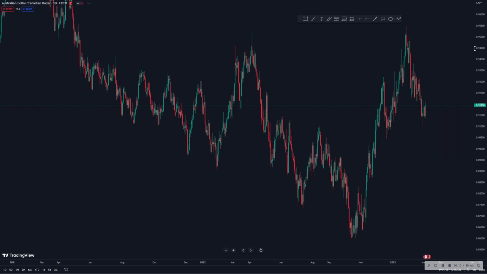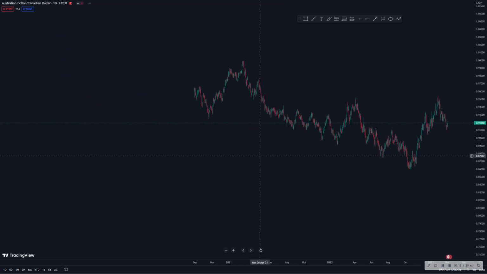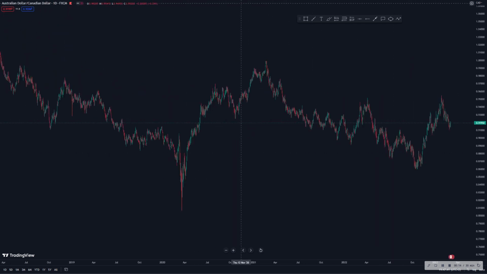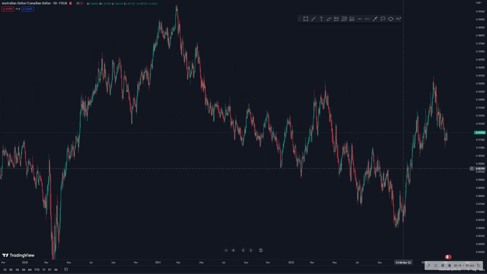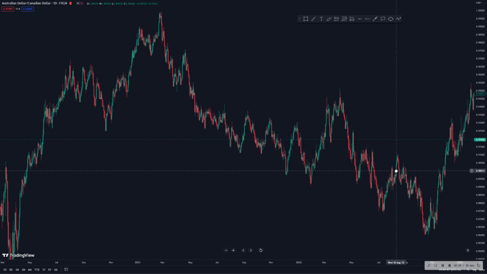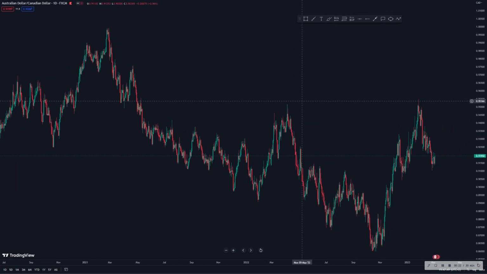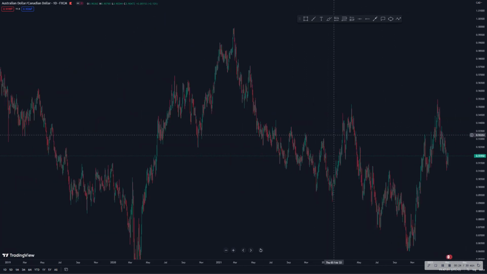So this is a Sunday market breakdown. We're just going to look at a few pairs, starting with the Australian Canadian dollar. By the way, this coming week it will be NFP week. Friday it will be NFP week.